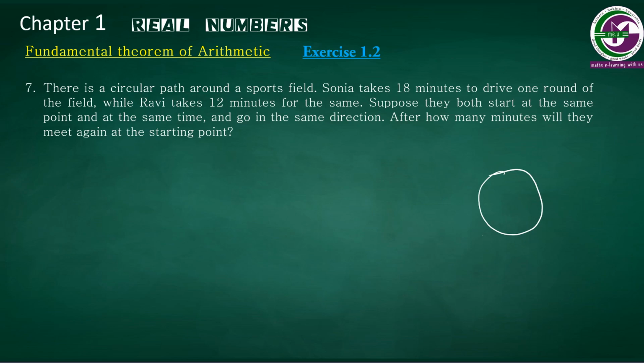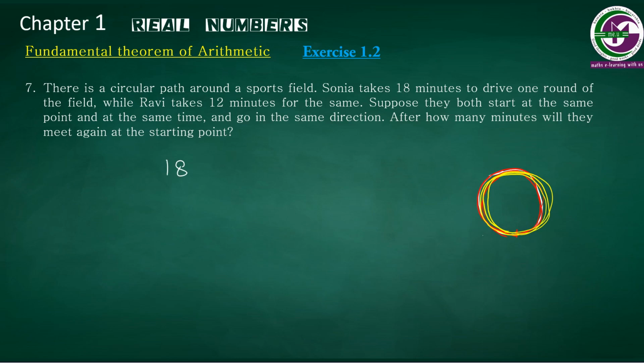In the question it is given that Sonia takes 18 minutes for one round. So they will take 18 minutes, for the second it will be 36 minutes, then 54 minutes. That means multiples of 18. And Ravi will take 12 minutes, then 24 minutes, then 36 minutes. That means multiples of 12. So we need to find the common multiple of 18 and 12, and it must be the least, that is the LCM of 18 and 12.